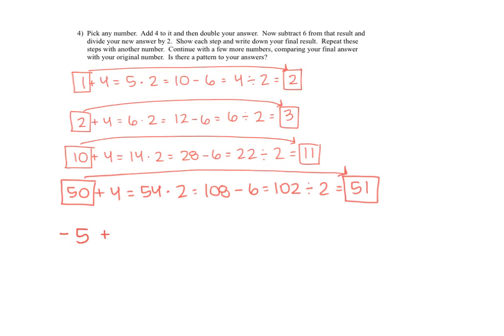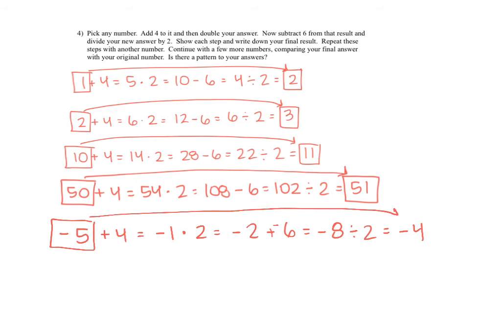So -5, when I add 4, is -1. Times 2 is -2. Minus 6, keep change if you want, is -8. Divided by 2 is -4. So when I start with -5, I end up with -4. All right, so I boxed my starting number and my ending number.